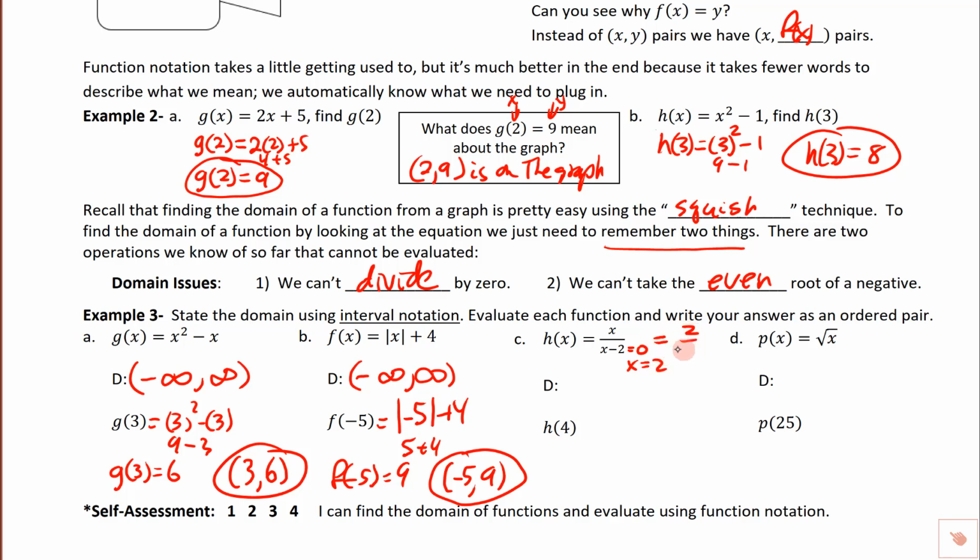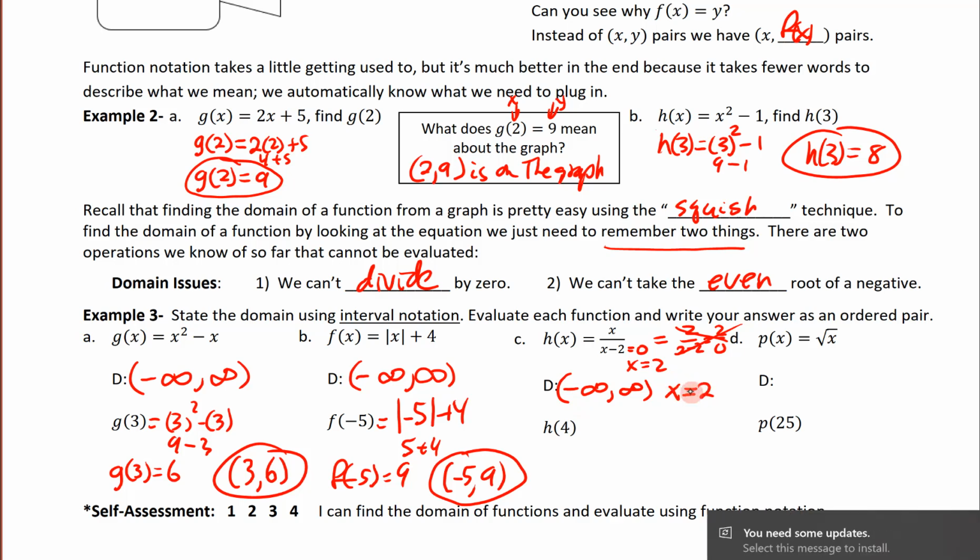So that's the one number that we can't plug in, because watch what happens. I'd have a 2 on the top. On the bottom, I'd have a 2 minus 2, and then we'd have 2 minus 0. None of that is allowed. So what we'd say here is, the only thing I can't use is 2. So the best way to say that, especially in interval notation, is to say this. The domain would be from negative infinity to infinity except 2.